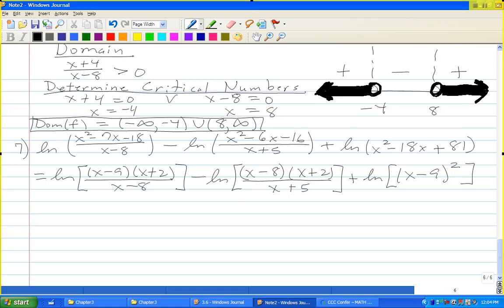Okay, so this is equal to ln of (x minus 9)(x plus 2) over (x minus 8), minus, so you're going to be dividing, so take the reciprocal, so (x plus 5) over (x minus 8)(x plus 2), times, so plus, so times (x minus 9) squared.